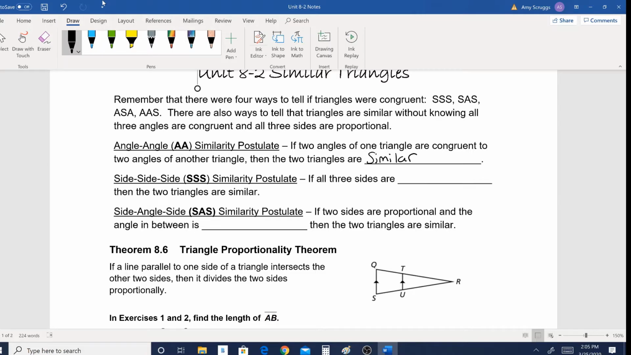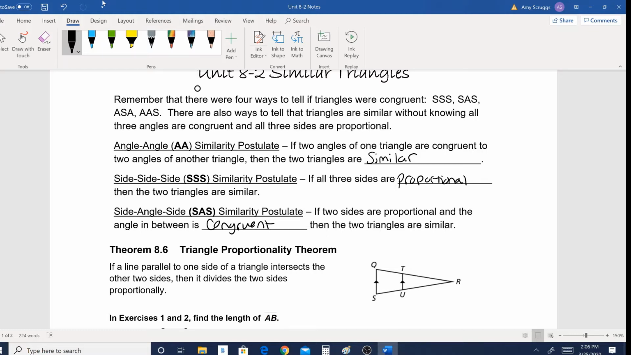The side-side-side similarity postulate states that if all 3 sides are proportional, then the 2 triangles are similar. So if you don't know any of the angle measures, but all 3 sides are proportional, which is what we were kind of talking about yesterday, then those are similar, okay? And then last but not least, we have the side-angle-side similarity postulate, which states that if 2 sides are proportional and the angle in between is congruent, then the 2 triangles are similar.